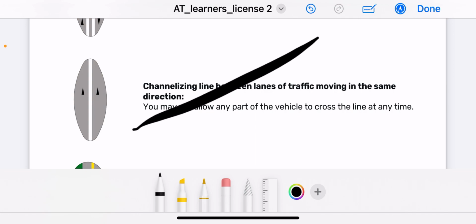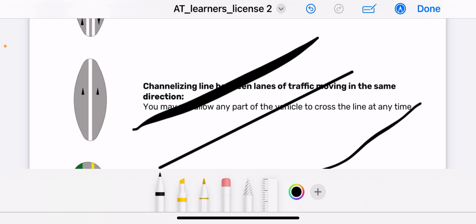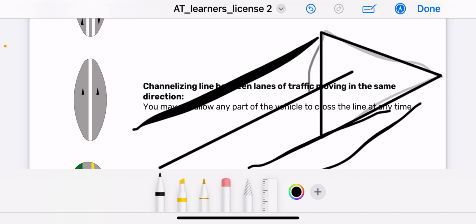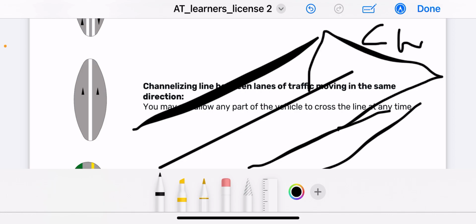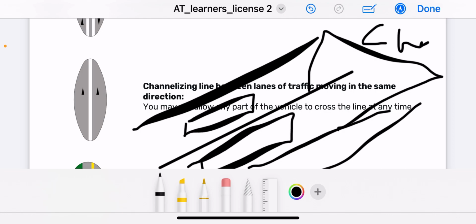So this is, let's say, the road, okay? So you have this lane, and then you have this other lane. These lines, this line and this line. Oh, triangle. These lines are channelizing. They are creating a channel. There's a channel for this vehicle to move here as this one moves here.